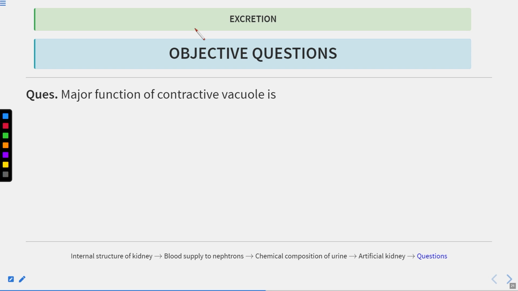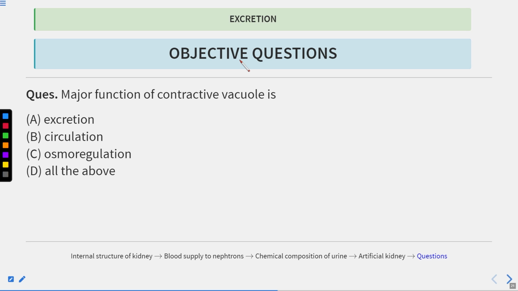The next question is, what are the major functions of the contractile vacuole? We have seen it is present in the amoeba. With the help of the contractile vacuole, osmoregulation can be done, homeostasis can be maintained, and water balance can also be maintained. Now, the first option is excretion, second is circulation, third option is osmoregulation, and fourth option is all of the above.